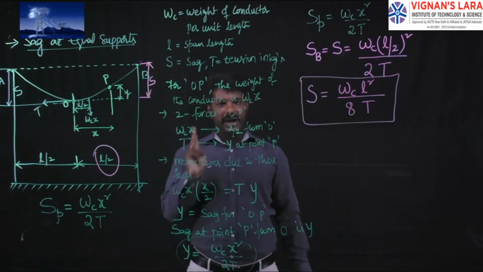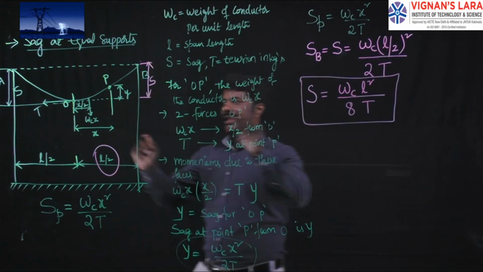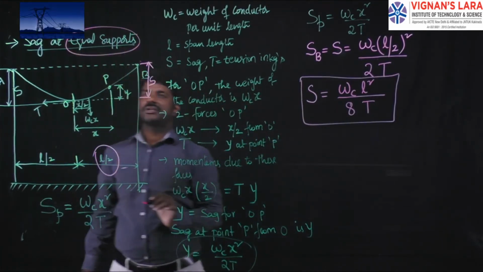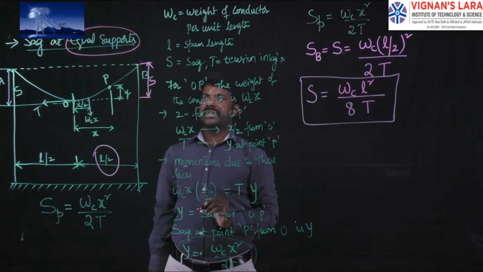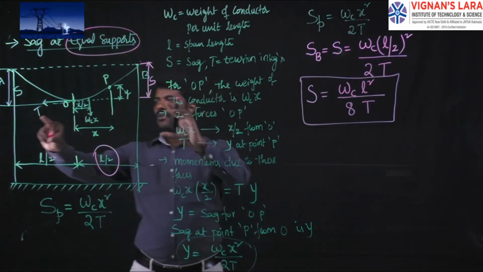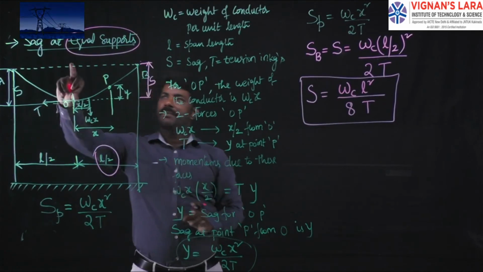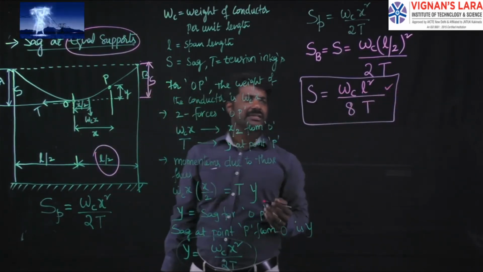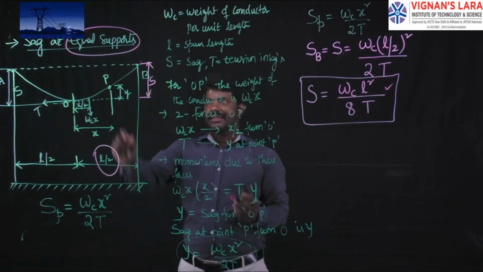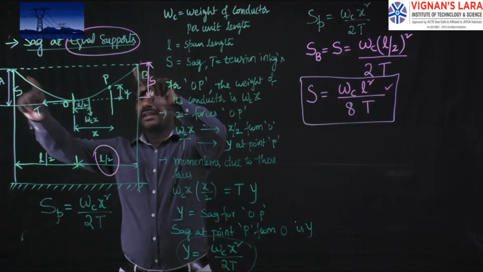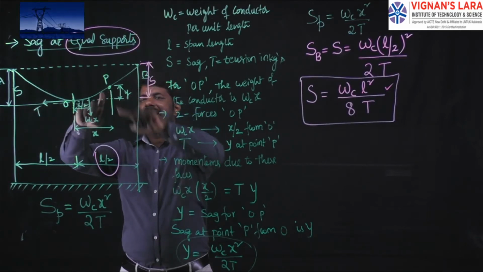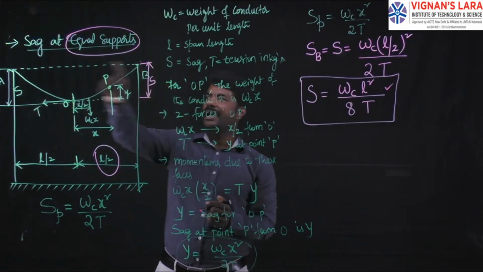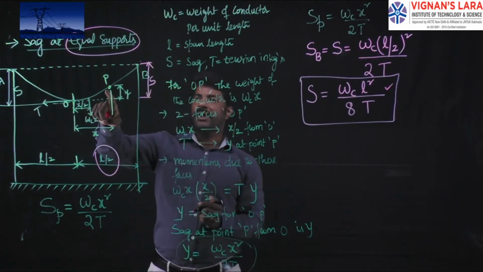Here 2 points are important. Whenever the towers or the supports are at equal heights, this was the condition we took at the starting of our derivation, whenever the two supports are at equal heights, then the magnitude of sag is directly given with a formula WC L square by 8T. Other than the supports, for any length of the conductor, upon the conductor at any point, let me take that point as capital P, other than B and other than A.